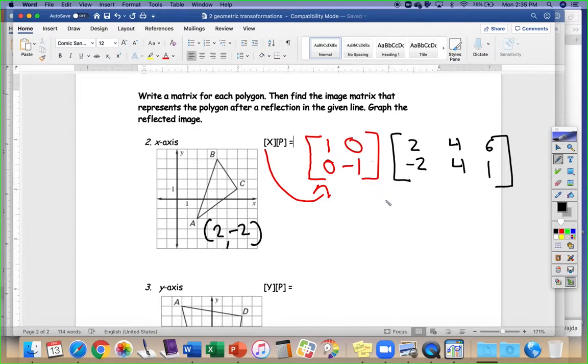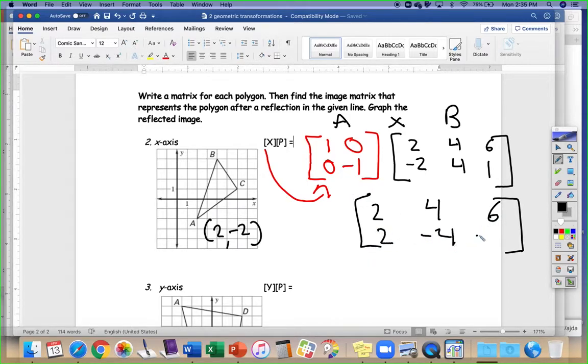Now, what I want to do is multiply these two matrices together in my calculator. So you would put this as your matrix A in the calculator, and this is matrix B, and you would multiply them together. And that would become 2, 4, 6, 2, negative 4, negative 1. And then my new figure would be graphed. So I would go to 2, 2. That's my new point A. 4, negative 4 is my new point B. And 6, negative 1 is my new point C.